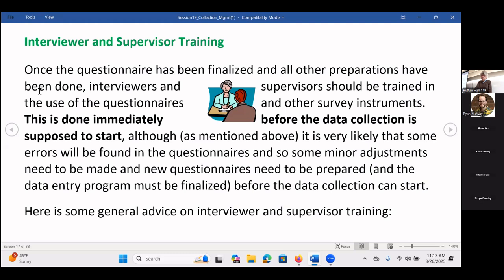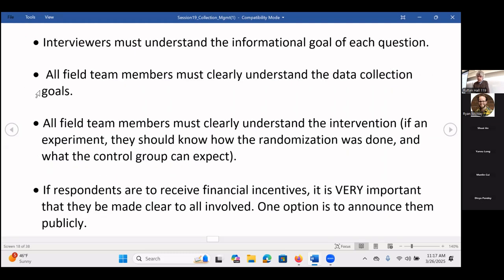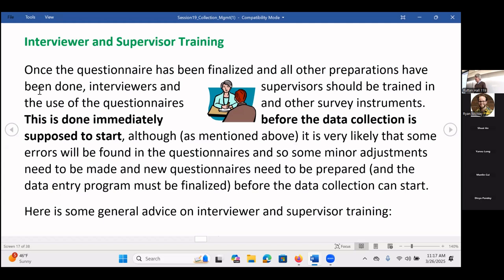And the training, I don't know how much detail we're going to go into. There's sort of two parts to the training. There's classroom training where you go through the questionnaire or whatever data collection it is, so they understand what's going on. And then there's practice interviewing that they do out in the field.